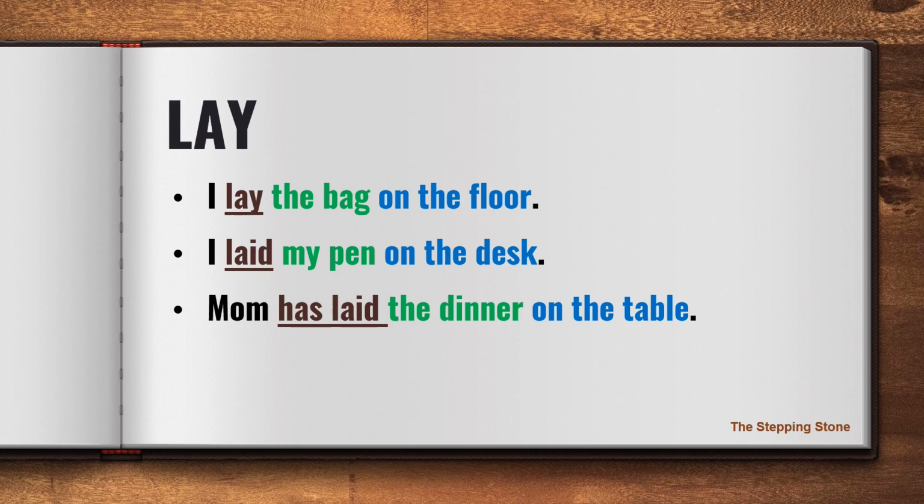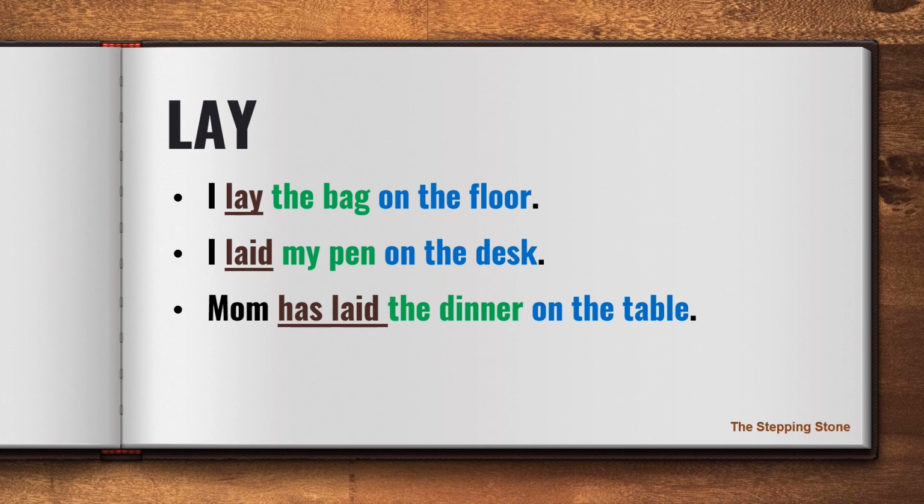So you see, in all the 3 forms of the verb lay, we need an object to state what we are laying. This is very important. We cannot end a sentence by just saying I lay, or he laid, or she has laid. We need to state what we are laying. Hence, lay is a transitive verb.